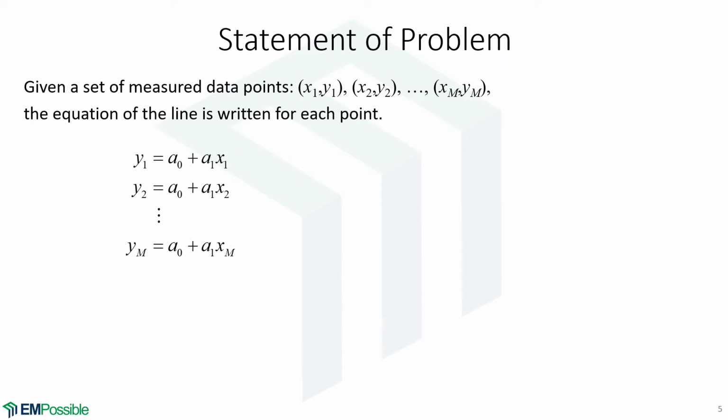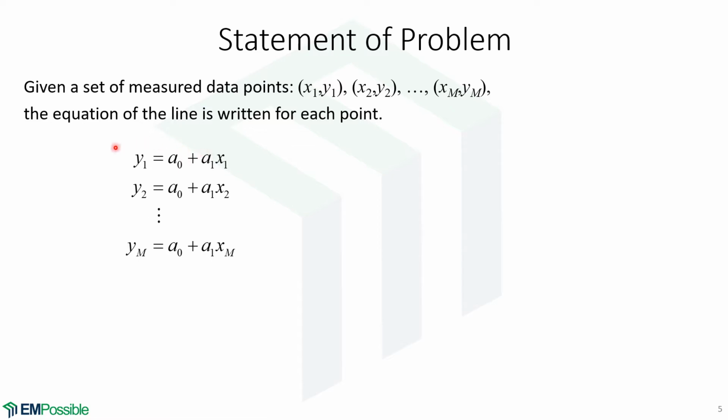So we start off with a set of m measured points. So for a straight line, this is a set of m pairs of x and y values. Those are our measured points. We also have an equation for a line. And the equation for the line has two parameters in it. It has the a0 and the a1.